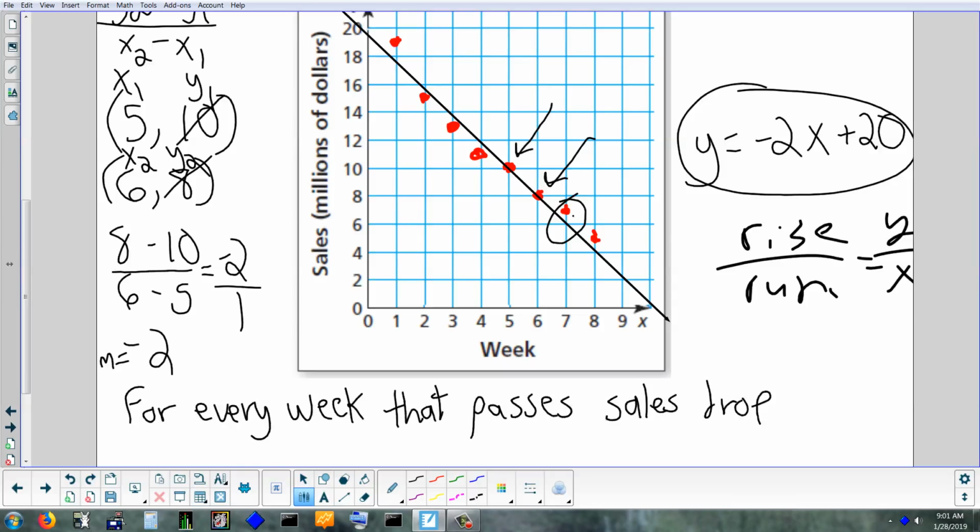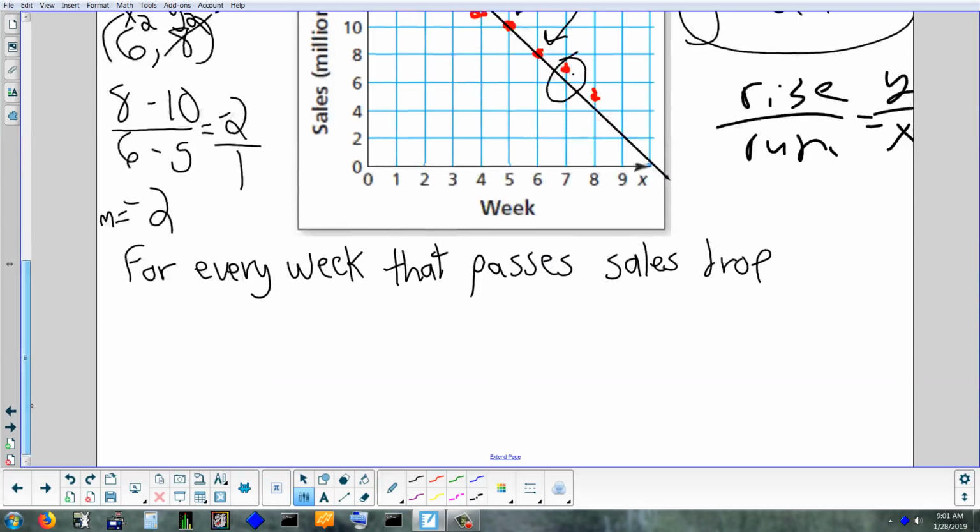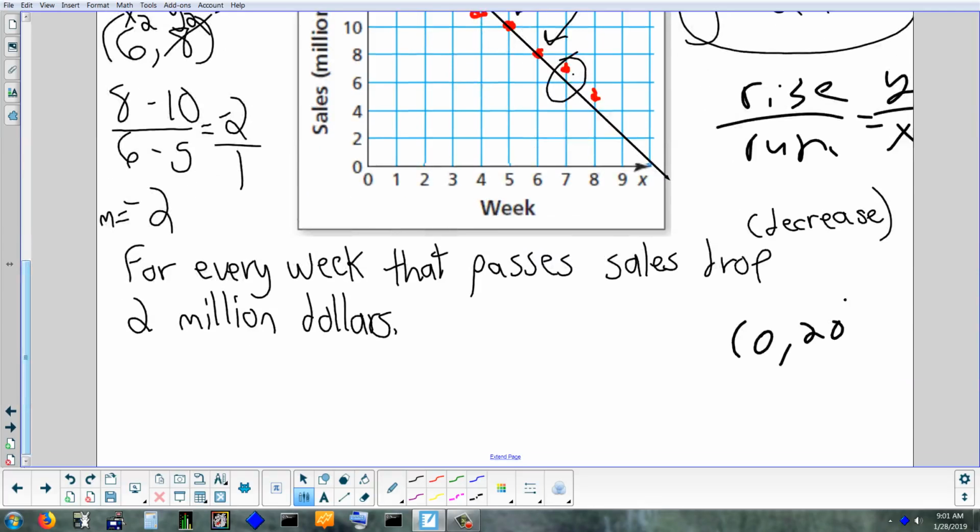Now, interpreting the y-intercept. The 2 is in millions, yeah. And we said drop because it was negative. Now, the y-intercept is at 20. What's the coordinate for the y-intercept? How would you write it? 0, 20. Now they want to know, what does this mean? What's the 0 mean in this problem? 0 represents X, and X is labeled as weeks. So what does week 0 mean?